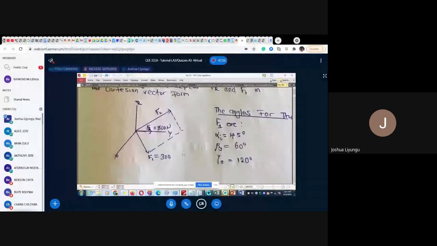can work, but how are you going to get the angles? How are you going to get the angles between F1 and FR? Take note that this is in 3D. This is not in 2D. How are you going to get the angle between F1 and FR?